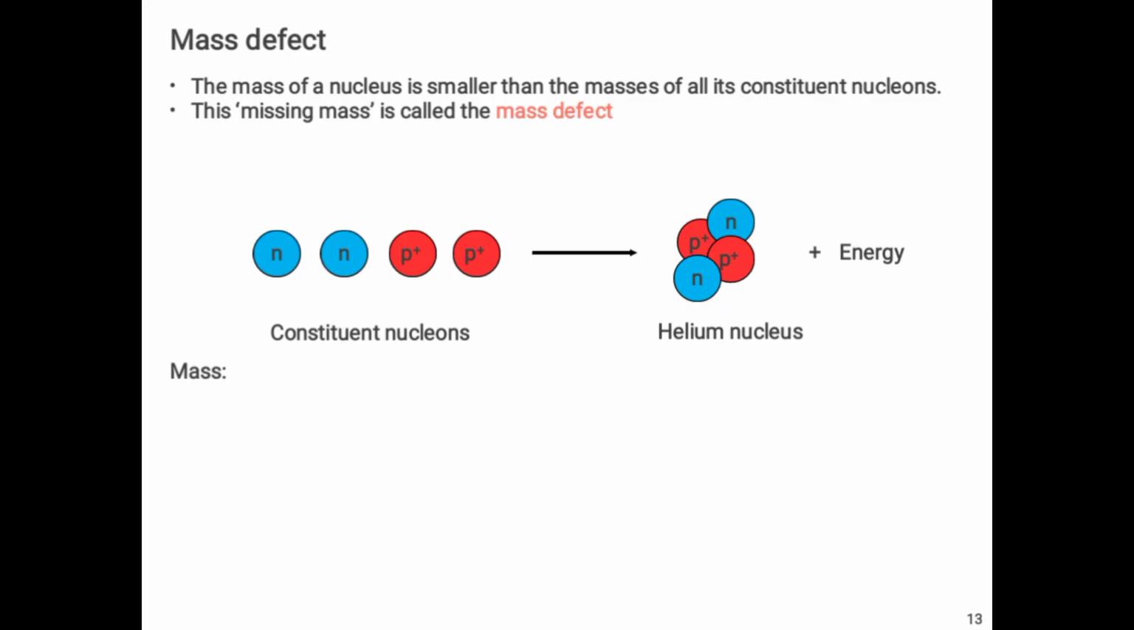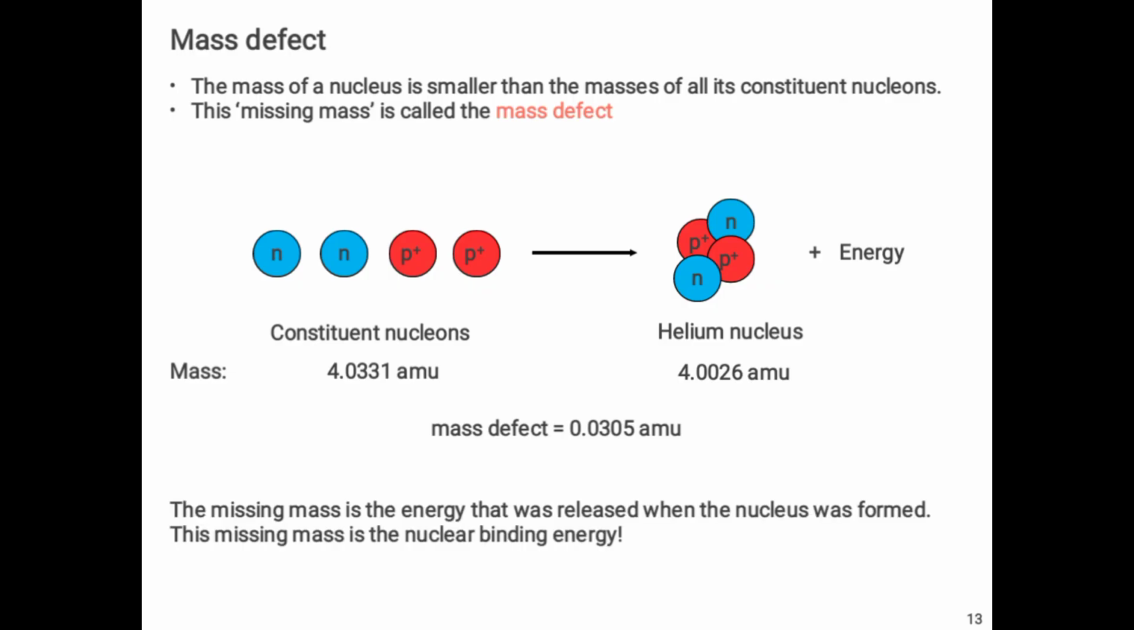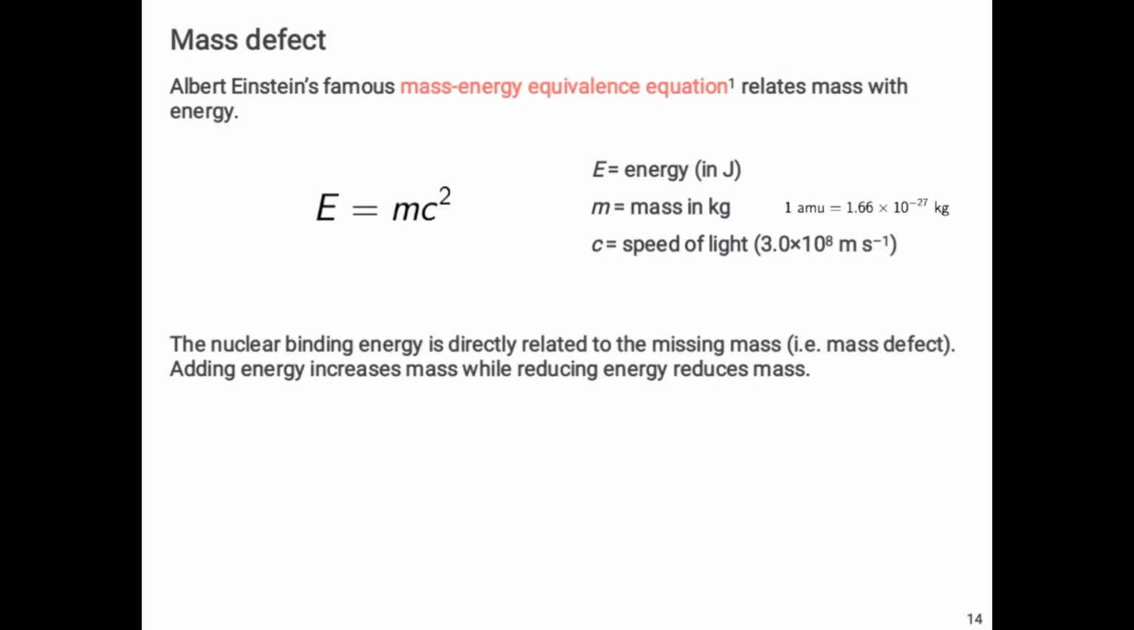The mass defect. What is mass defect? The mass of the nucleus is smaller than the masses of its constituent nucleons. The missing mass is called mass defect. Constituent nucleons will be helium nucleons, and the mass defect is 0.0305 AMU. Mass in energy. The missing mass is this energy released when the nucleus is formed. The missing mass of the nucleus will be the binding energy.